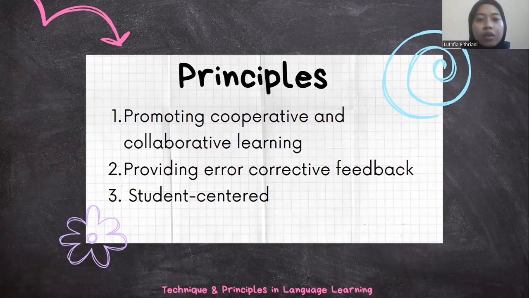The second principle is providing error corrective feedback. So in this communicative language teaching, feedback is really important for the student. By giving the student feedback, the student will know which one is correct and which one is wrong. So the student will not make mistakes or errors in the next learning activity.